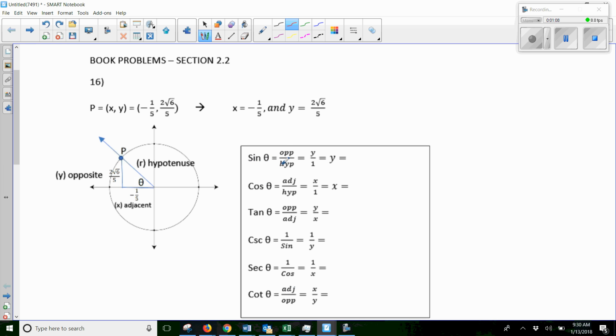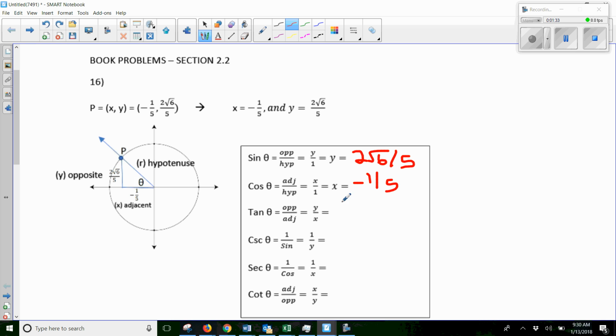So SOHCAHTOA, all right, sine is opposite over hypotenuse, which the opposite is y over, in this case, the radius is 1, so it's just y. So this is going to be 2 root 6 over 5. Okay. Cosine is adjacent over hypotenuse, which is just x, so that's going to be negative 1/5.